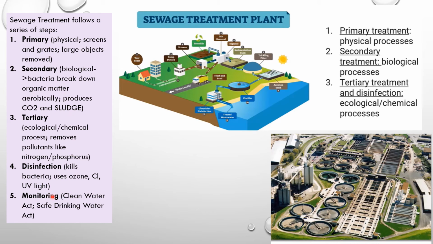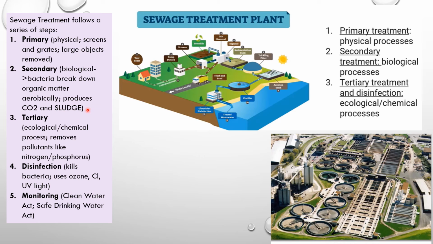So the portion of the steps that I have listed on the left side is actually a little more closely aligned with that essential knowledge. So make sure you know that primary includes screening. It has grates. I'm going to show you pictures in a minute. And large stuff is removed, like if someone somehow gets a diaper in the sewage water, which I don't know how that would not clog your toilet, but it was just an example. It was just a really bad example.